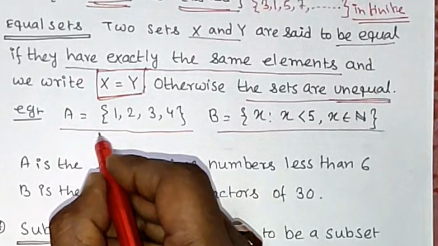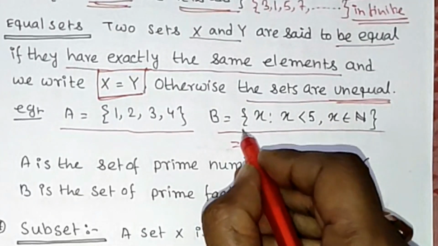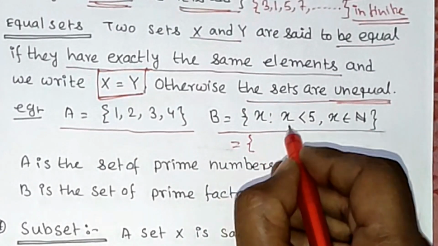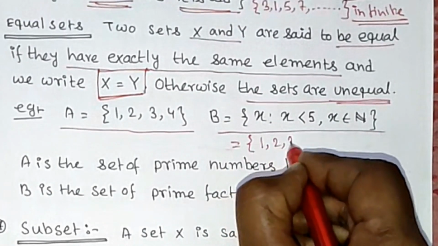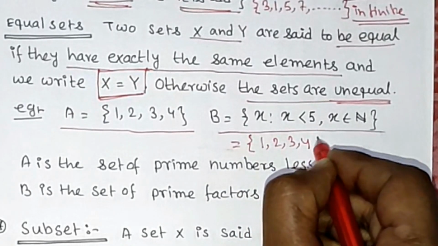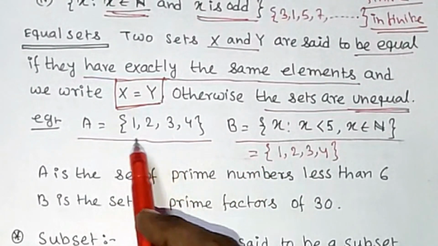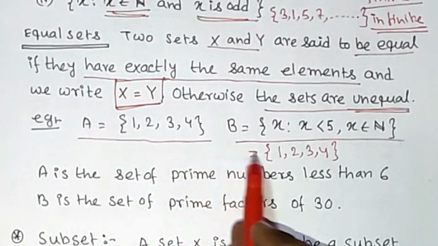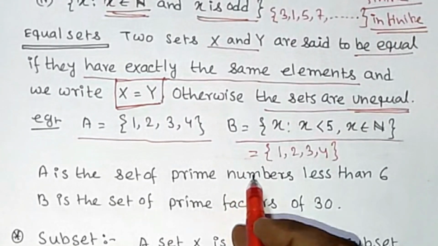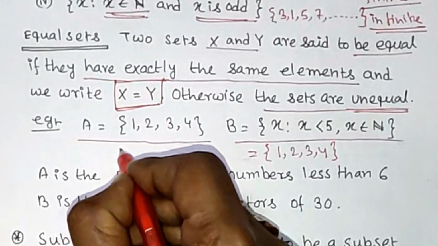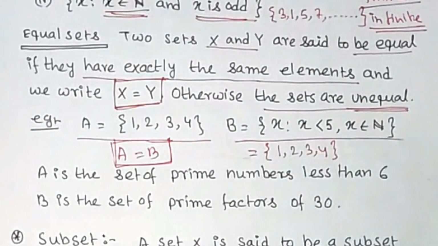So now look, A is {1, 2, 3, 4}. What about B? If we write the elements of B, x such that x less than 5, x belongs to natural. So natural numbers start from 1, 2, 3, 4 because x is less than 5. So look, A and B are equal sets as the number of elements, 4 and 4, are equal and the elements are also exactly the same. So A and B are called equal sets and we write A equals B. Clear?